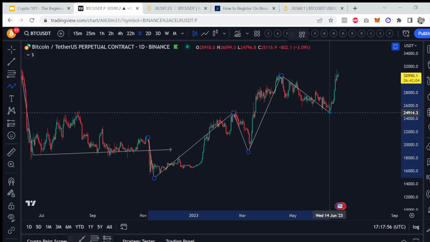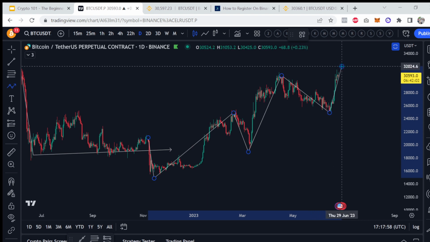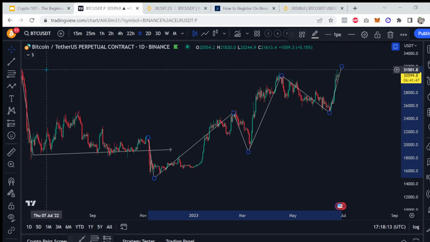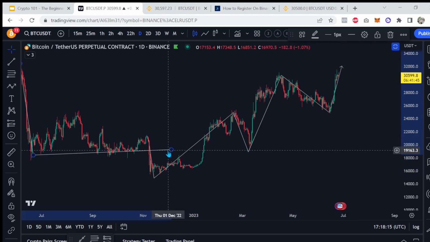Every time price makes a higher high, a higher low, higher high, higher low, higher high, higher low, that means that price is in an uptrend. Every time price makes a lower high and a lower low, that means price is in a downtrend. For example, look at this move here by Bitcoin.